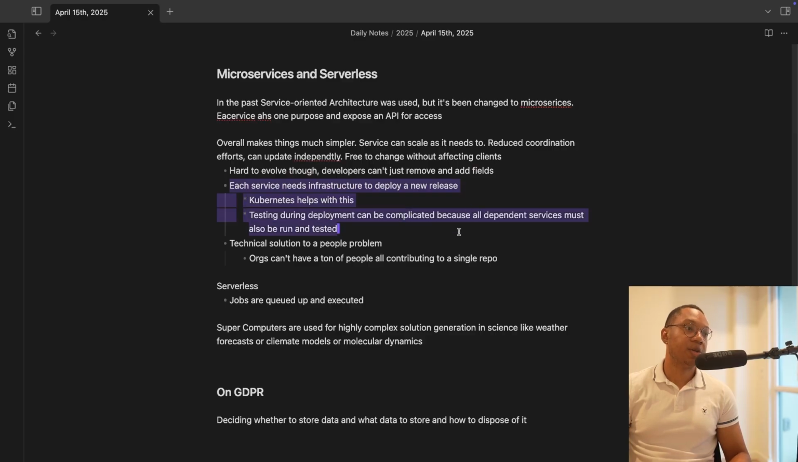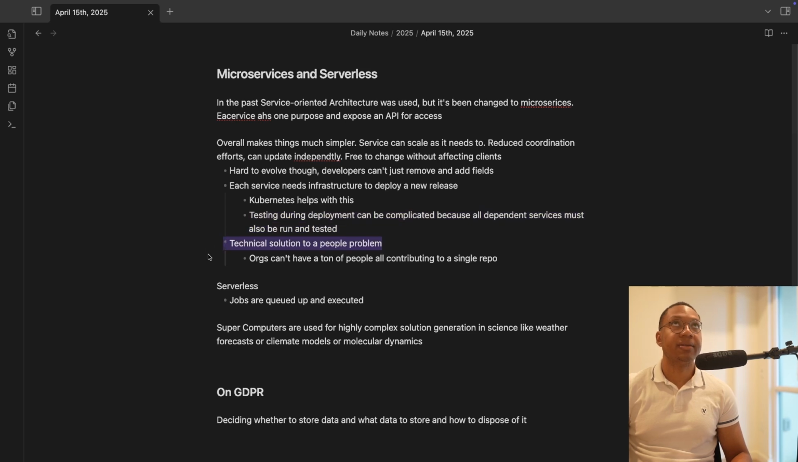Each service is going to need the infrastructure. You're going to need to deploy the release. Kubernetes is going to help with it. Testing during deployment can be complicated because of all the dependent services that you also need to run and test. And it's really just a technical solution to a people problem.